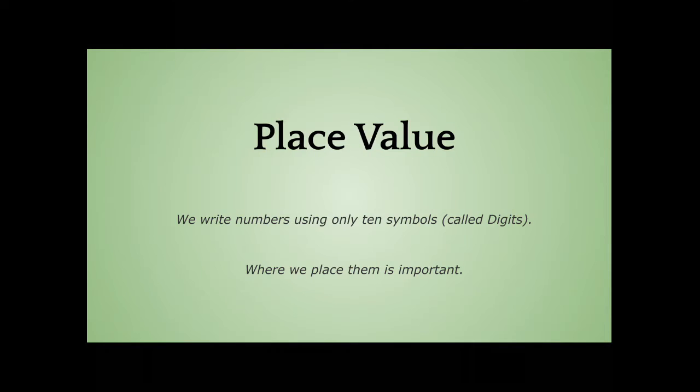All right. Today's lesson is place value. We write numbers using only 10 symbols. So 10 symbols that we call numbers. We call them digits. Now, why do you suppose we have 10 symbols and not 12 symbols or 15 or 20 or 60 symbols? Well, most people believe that we chose that number 10 because, well, take a look at your hands. What do you notice?